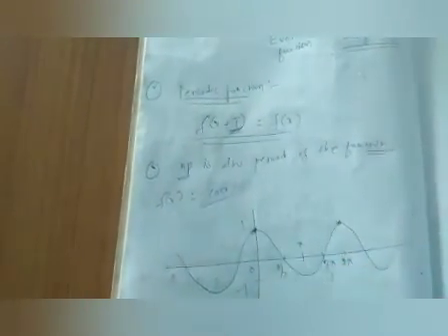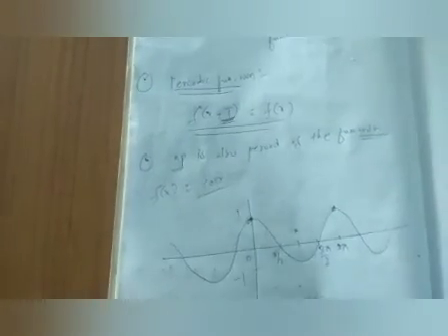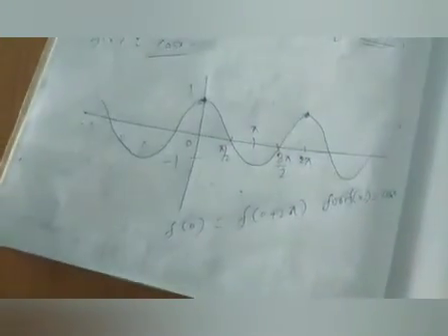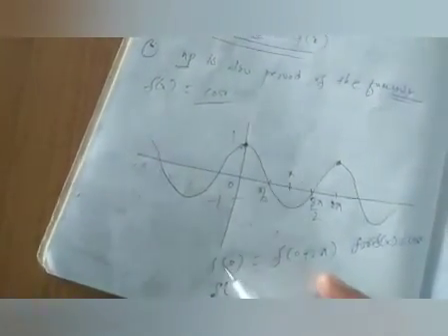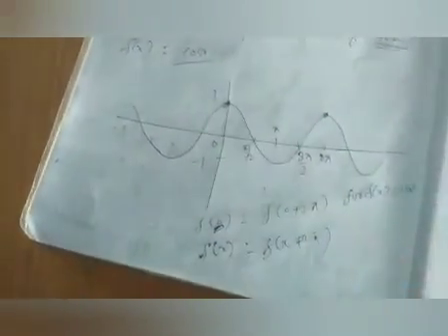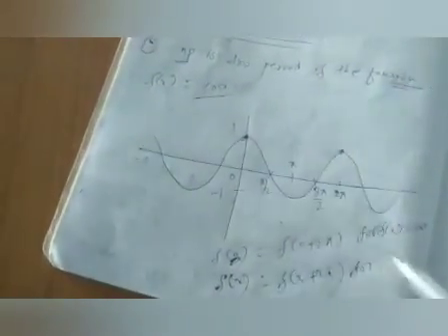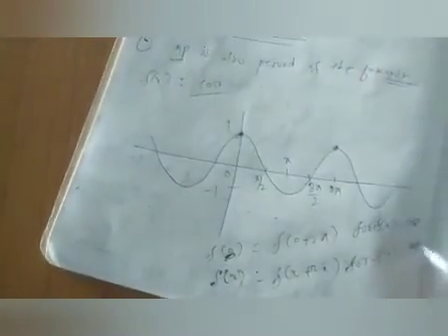So f of 0 equals f of 0 plus 2 pi for f of x equals cos x. If we replace 0 by x and check it, it is true. f of x equals f of x plus 2 pi for all x, for f of x equals cos x. So 2 pi is the period of f of x equals cos x. So this is what a periodic function is.